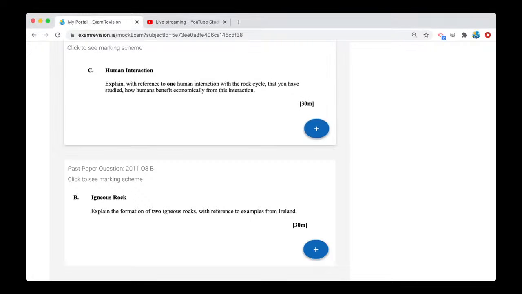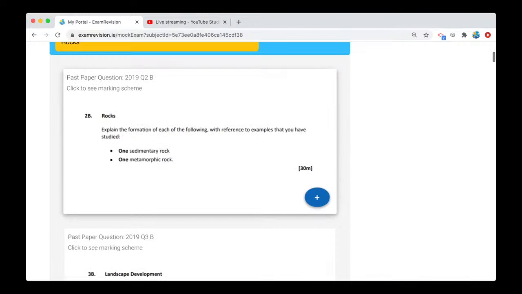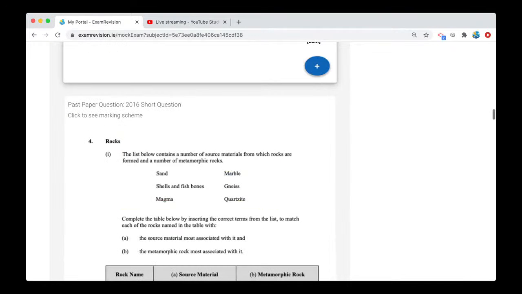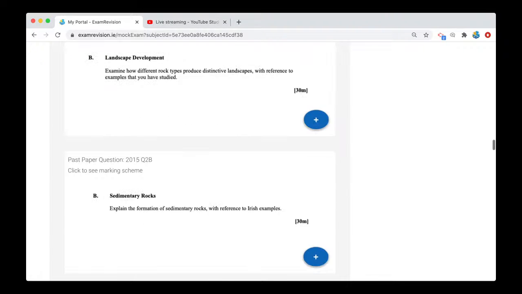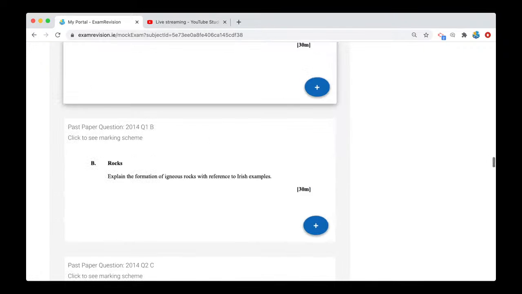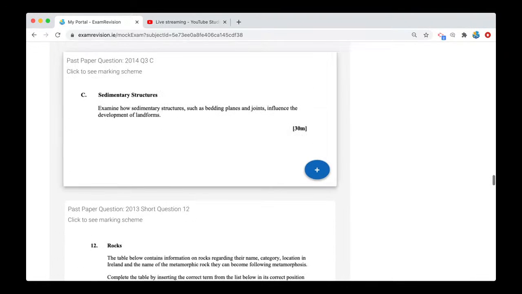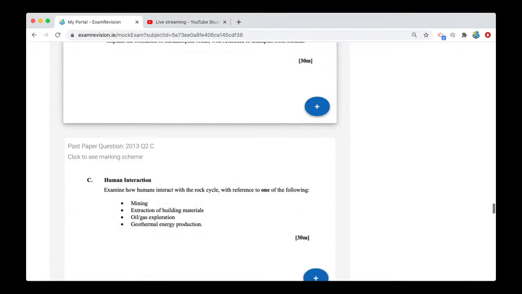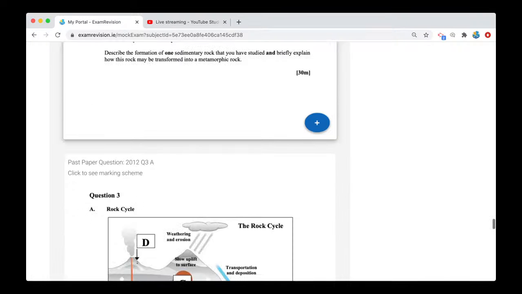So what we have now is on ExamRevision we have these questions that came up in 2019, that came up in 2016. It was 2016 Igneous and Metamorphic Rock we can now do. 2015 we can now do. 2014 we can now do. 2014 again, Sedimentary. 2013 was Metamorphic Rocks. 2012 was Sedimentary and Metamorphic Rocks. And then 2011, no date.